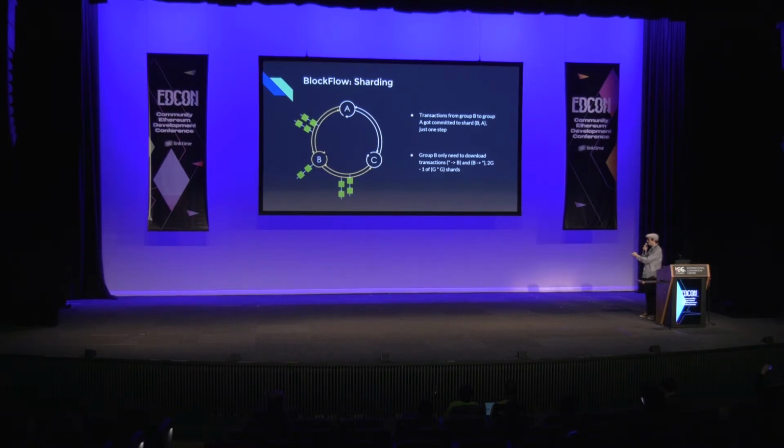Also, if we look at what group B needs to download, actually, it only needs to download what is highlighted in orange in this graph, which is basically all the transactions coming to this group and getting out of this group. That's basically 2 times G minus 1 of the overall G times G shards. So that's also a pretty good property to have.